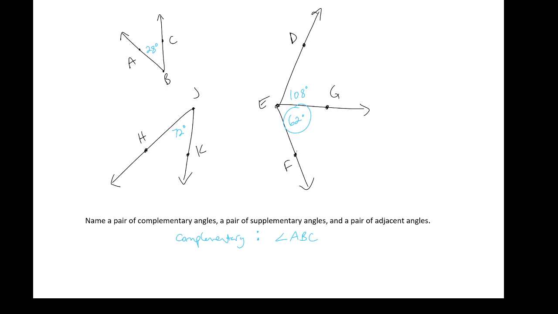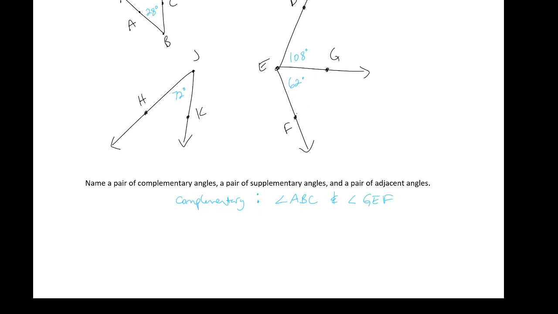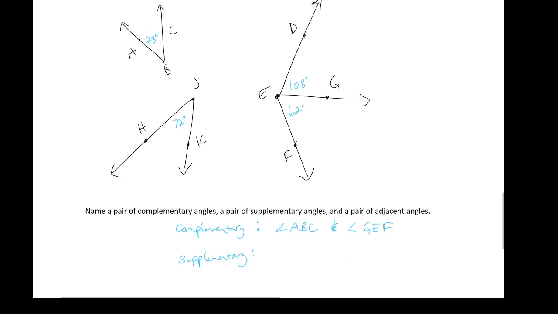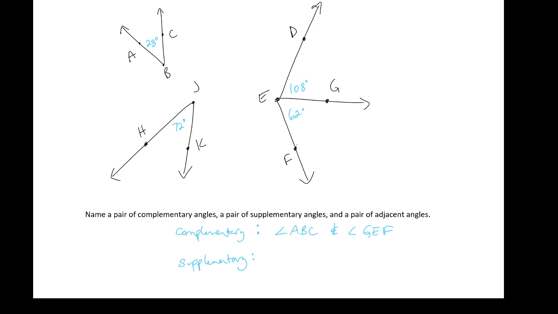This is the angle 62 plus 28, right? That's going to give us that sum of 90. So it's ABC and GEF that are adjacent to each other, okay? And then, not adjacent at all, that are complementary, that have that sum of 180. And then we have the supplementary angles, right? So we need to find a sum of 180. In this case, it's going to be HJK.